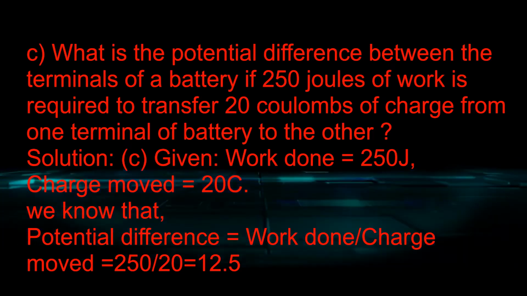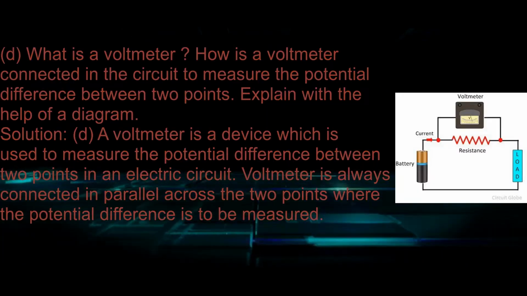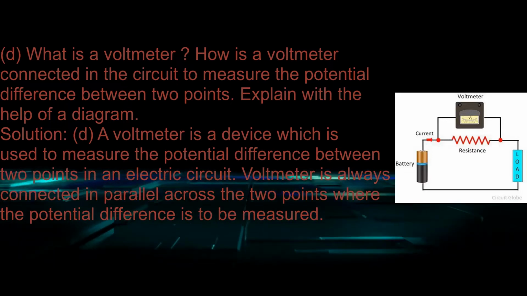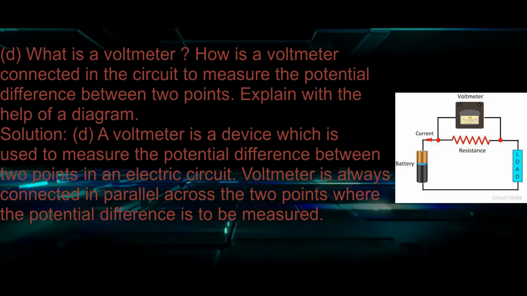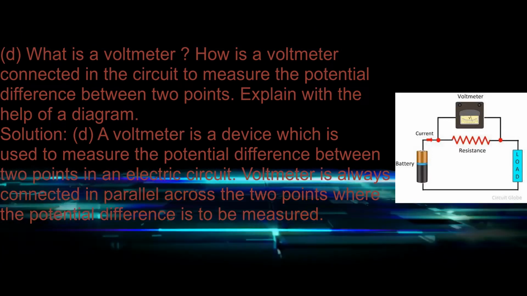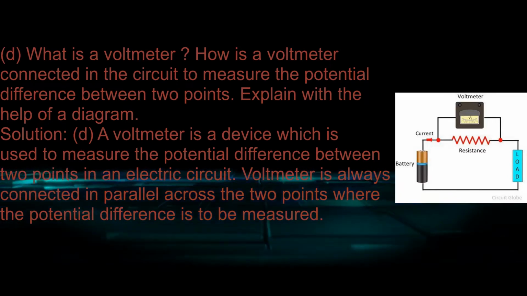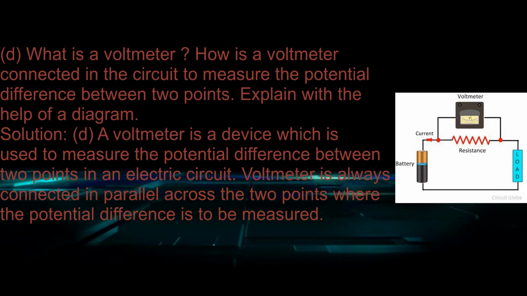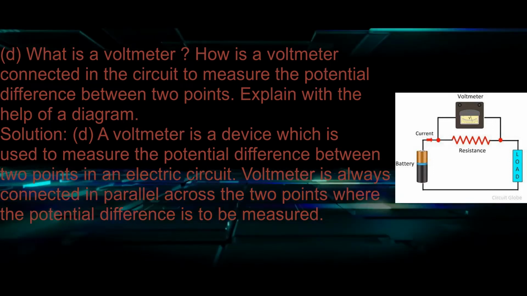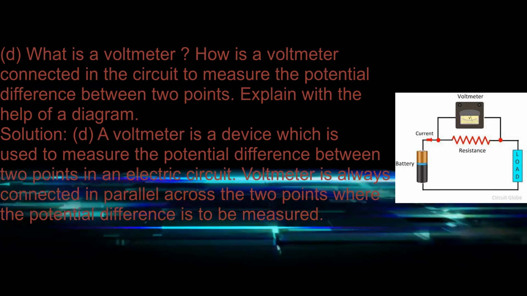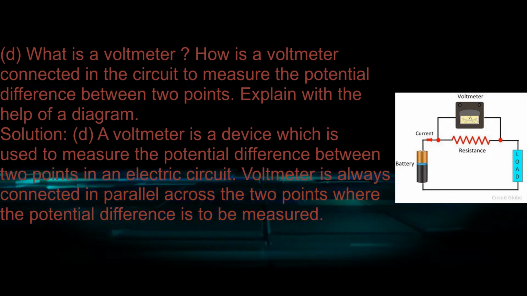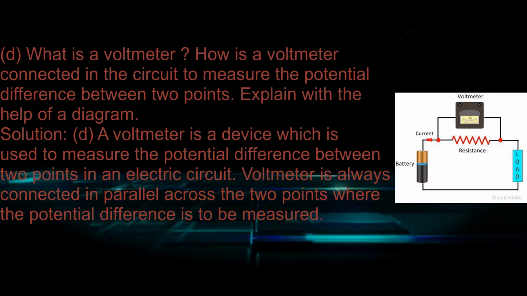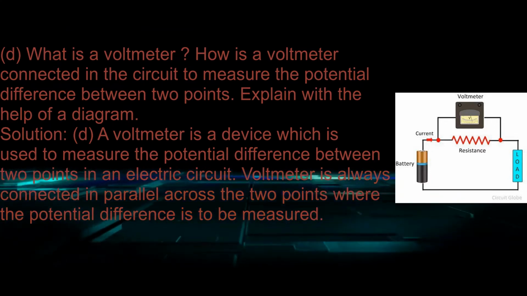D. What is a voltmeter? How is a voltmeter connected in the circuit to measure the potential difference between 2 points? Explain with the help of a diagram. Solution. D. A voltmeter is a device which is used to measure the potential difference between 2 points in an electric circuit. Voltmeter is always connected in parallel across the 2 points where the potential difference is to be measured.